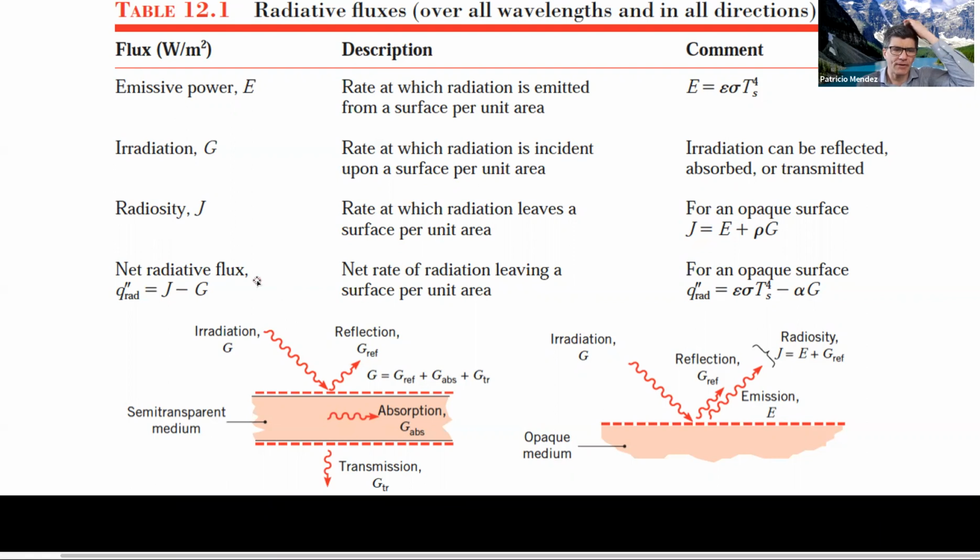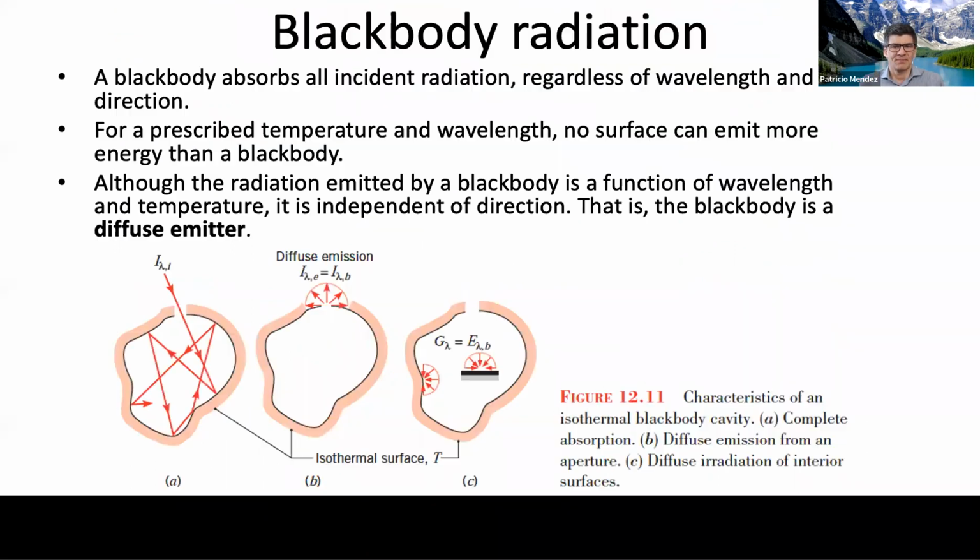And of course, you have a net radiative flux, that is what comes in minus what goes out. I talked about gray bodies, and the one that really matters is black body. Black body is an idealization, although there are ways in which we can approach a black body quite okay.